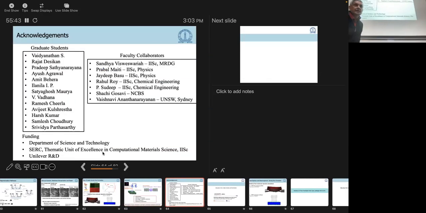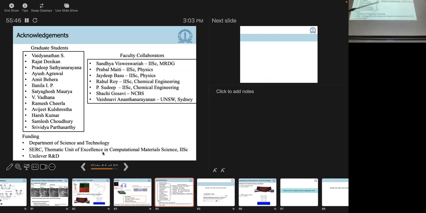Finally, let me thank a large number of students over the years who've been working on this, and a large number of my faculty collaborators. Rahul is the one who did the single molecule experiments, and Sandhya and Prabal are my collaborators. We started working on this problem right in the early days. Rahul is the one who did the single particle tracking. The students here, there's a large number of them. Avijit did all the free energy calculations. Harsh is working on the AV toxins, and so is Samlesh. Pradeep, Ayush, Rajat, Vaidyanathan, they're all the ones who actually started working on the MD simulations and the single particle tracking. Pradeep is the one who did all the single molecule experiments.